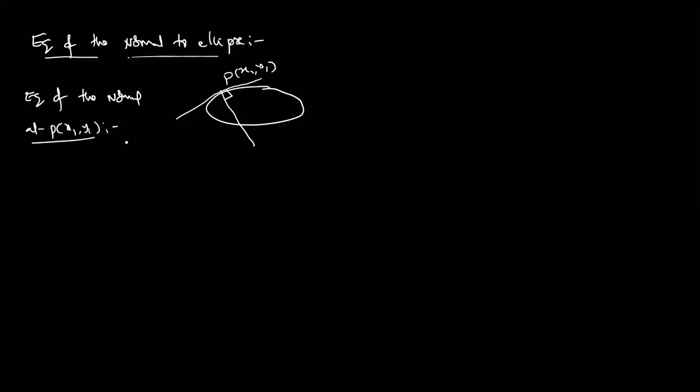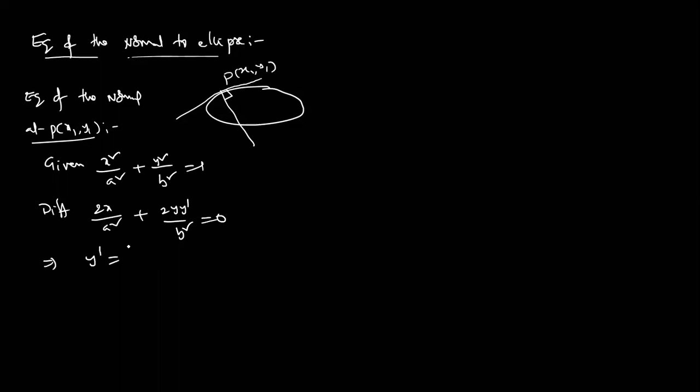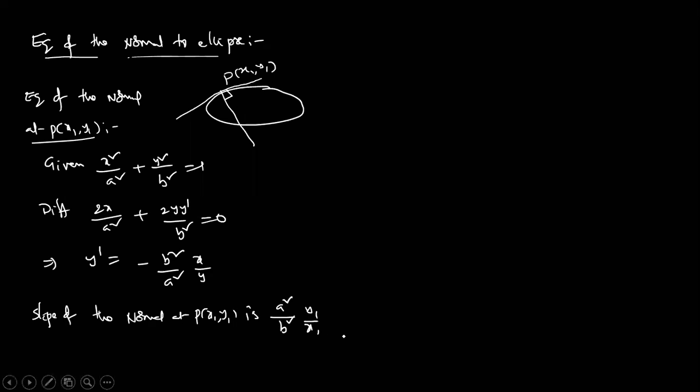How to derive? First of all, given the equation of the ellipse x square by a square plus y square by b square is equal to 1. Differentiate with respect to x, dear students. 2x by a square plus 2y y dash by b square is equal to 0. So y dash is how much? Cancel the 2. So minus b square by a square, x by y. Therefore, the slope of the normal at P (x1, y1) is a square by b square, y1 by x1.